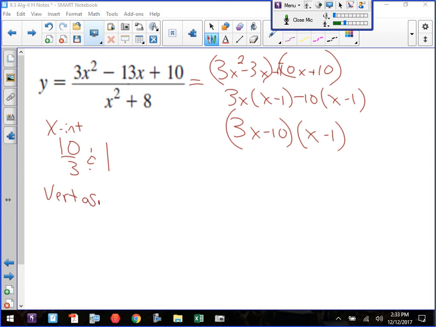My vertical asymptotes. Vertical asymptotes would be located at the zeros of the denominator. Well, in the denominator, I have x squared plus 8. If I try to get zeros in that, what do you get? Imaginary. So will I have any vertical asymptotes? No, I have no vertical asymptotes.